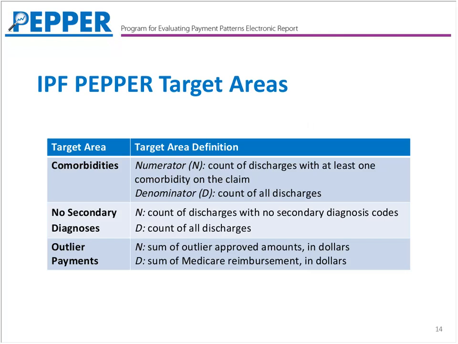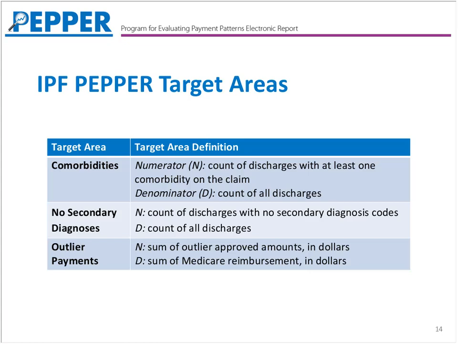In the comorbidities target area, we're looking at the percentage of claims that have at least one comorbidity on the claim. IPFs do receive payment adjustments for a number of comorbid conditions. When IPFs have a high percentage of patients with comorbidities, it could be an indication of potential overcoding. Likewise, as I just mentioned, if you've got a very low percentage of patients with comorbidities, it could be an indication of potential undercoding. Now, I'll stress here that given your patient population and the characteristics that may be unique to your facility, you may expect to have a high or a low percent for this particular target area. So consider that when you're interpreting the statistics in your PEPPER. You may expect to be high or low, and if that's what you expect to see, then it's probably not a concern.